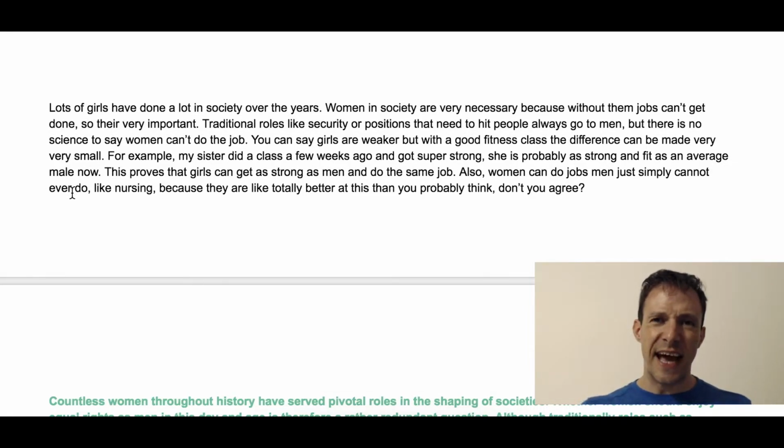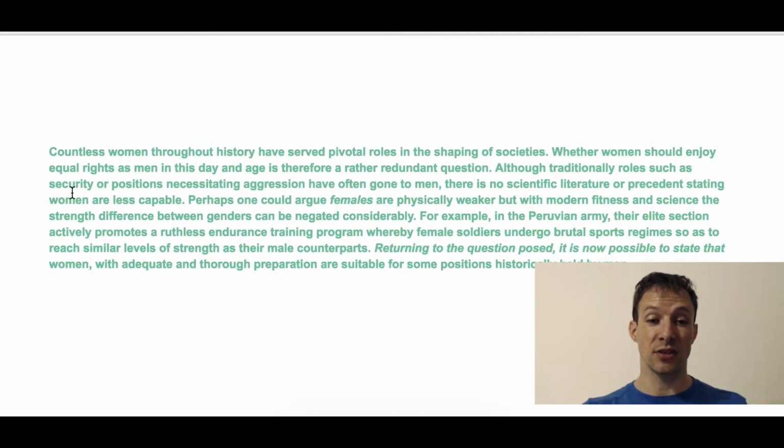What we're going to do actually is analyse it sentence by sentence. So this is the bad one. Now let's have a look at the good one.